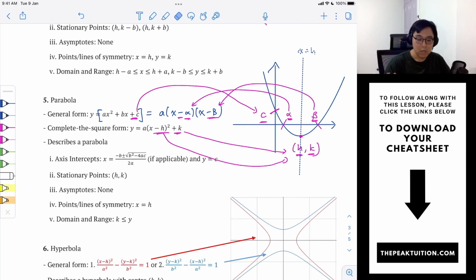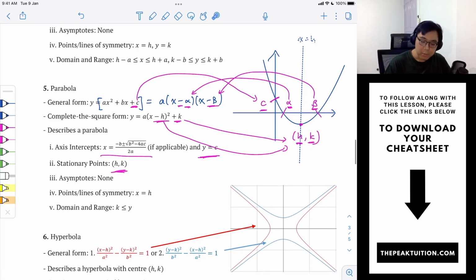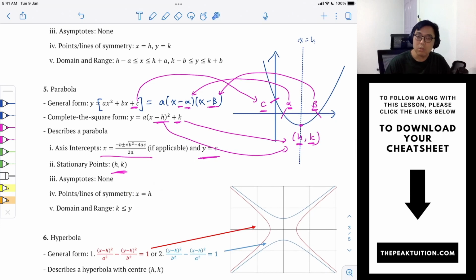Don't have to worry. Alright, so we can also see that the quadratic formula will give us the axis intercepts, if applicable, because we know that there are possibilities where you have no x-intercept. And y equals c is also an axis intercept. The stationary point is given by (h, k), as you have seen in this sketch here, and the line of symmetry will be x equals h.